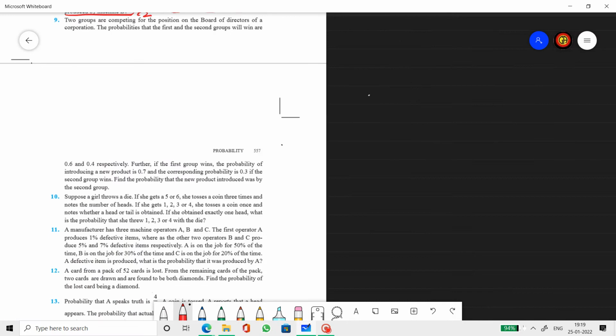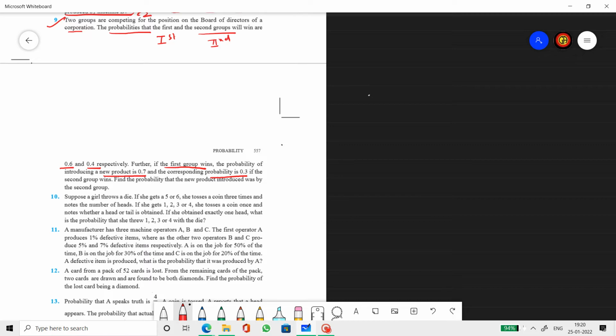Ninth question. Two groups are competing for a position on the board of directors of a corporation. The probability that the first and the second group will win are this and this. So this is the first group winning and this is the second group winning. Further, if the first group wins, the probability they introduce a new product is 0.7. The corresponding probability for the other team is 0.3. If the second group wins, find the probability the new product was introduced by the second group.